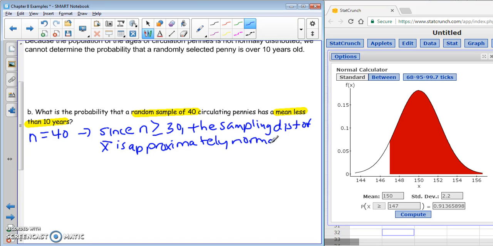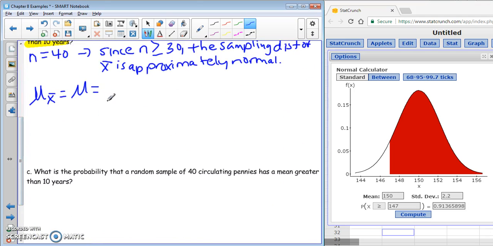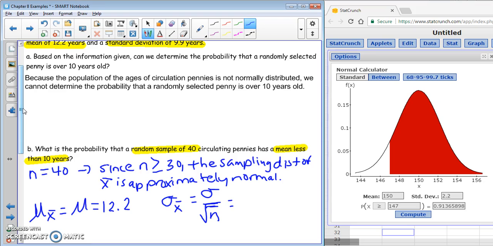We also want to find the mean and the standard deviation for the sampling distribution. So our mean is the same mean, that is 12.2. And our standard deviation is the population standard deviation over the square root of n. So this is 9.9 divided by the square root of 40.